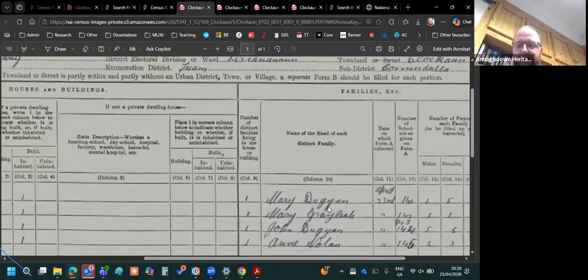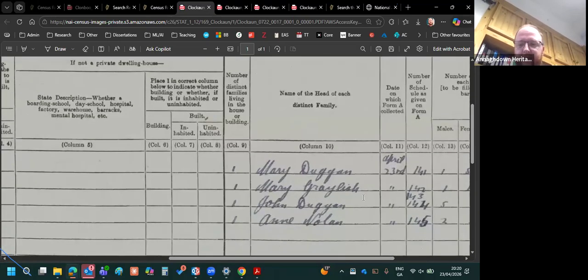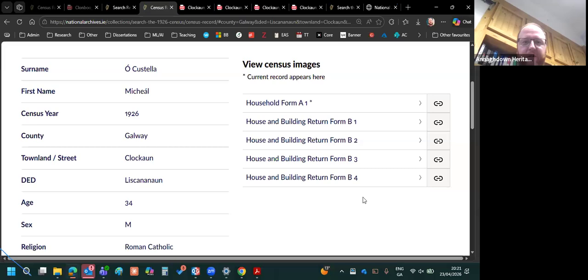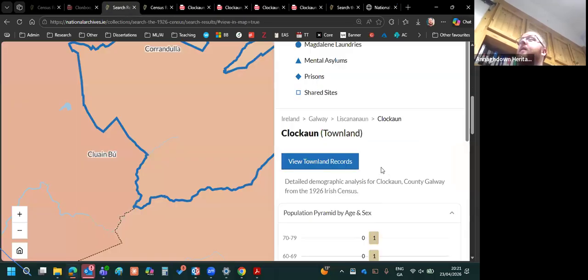Great. Yeah. Graylish. It's a very Gaelic pronunciation. Yeah. Spelling, for the townlands. Made up, I think.